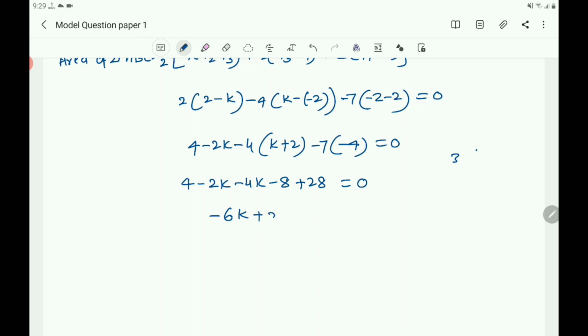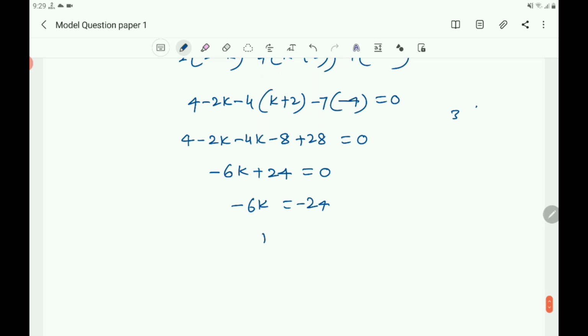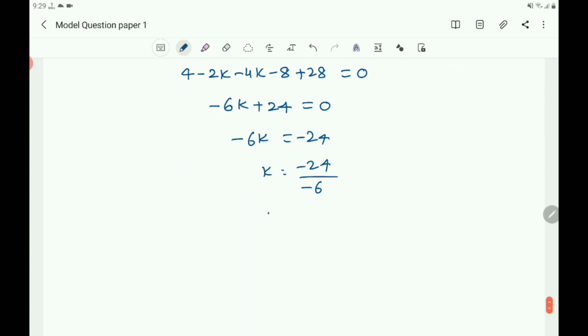So you write minus 6k plus 24 equals 0. Then you transfer this. So you got minus 6k equals minus 24. Then k equals minus 24 by minus 6. Then k equals 6 fours are 24. So then what is the value of k? Value of k is 4.